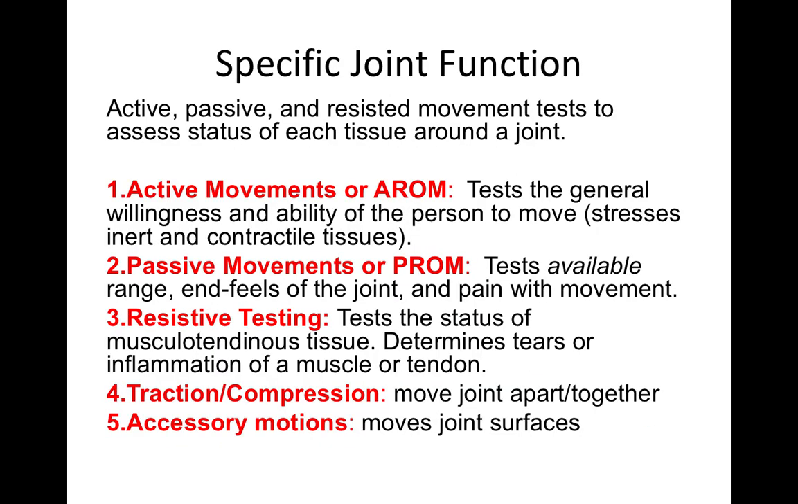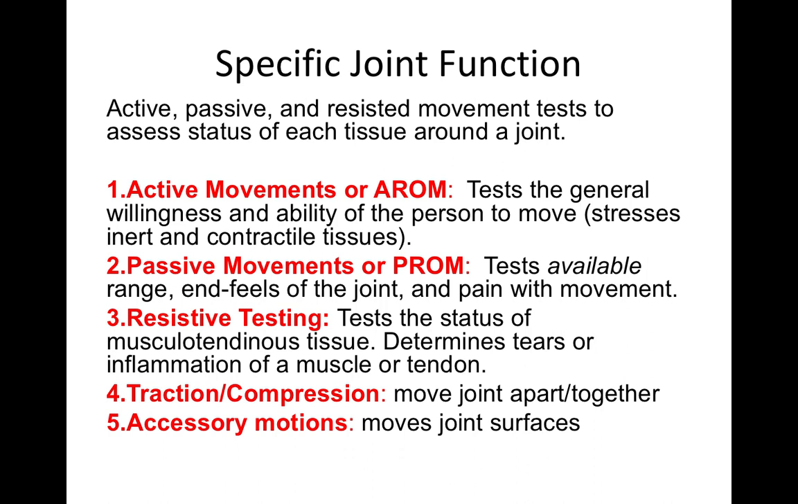If we're talking about specific joint motion, active, passive, and resisted movements are all used to assess the status of the tissue around the joint. Active range of motion, as you remember, tests the general willingness and ability of the person to move. It really assesses the contractile tissues. Whereas passive movement tests the movement that's available, and we also get information from the end feel of the joint. We're also going to elicit information about pain and particularly movement. So if the passive range of motion is full, but the active range of motion is not, we may hypothesize that we need to do manual muscle testing of that particular muscle in order to determine what the impairment might be.